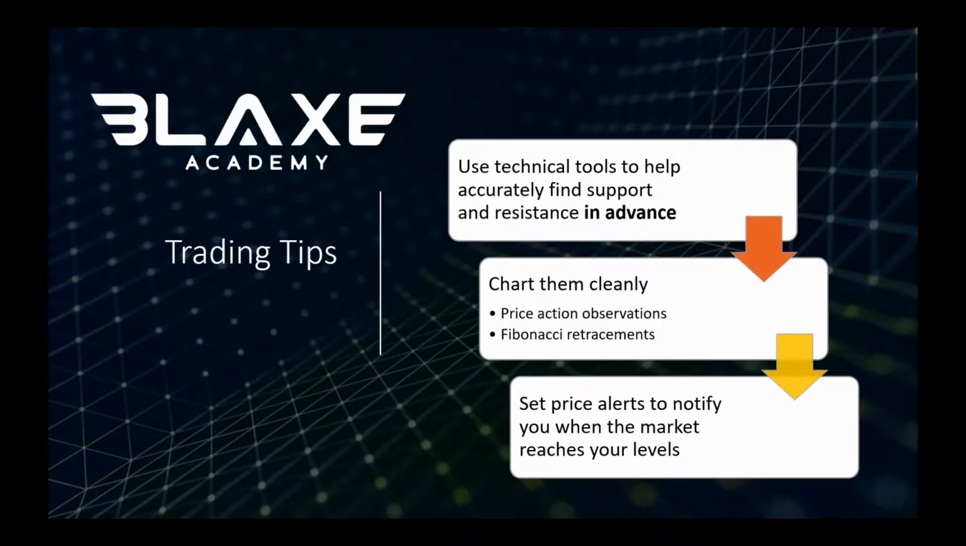So, in closing, make sure you use your technical tools to help find and validate these resistance turn supports and supports turn resistance. On your charts, make sure you chart them cleanly. Don't muddle your charts with tons of lines. Take your time, look backwards in time to see if there's some precedence of a certain area providing support and resistance, and then walk it forward. Set your price alerts. This is the actionable part of it. The first two parts, that's the analysis.